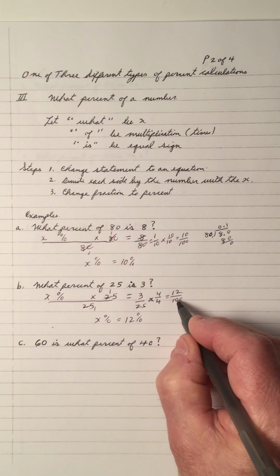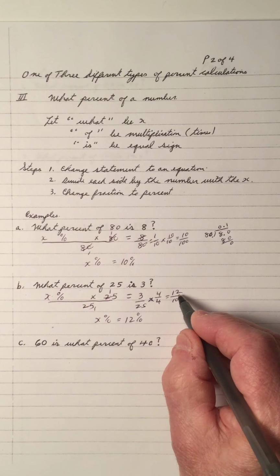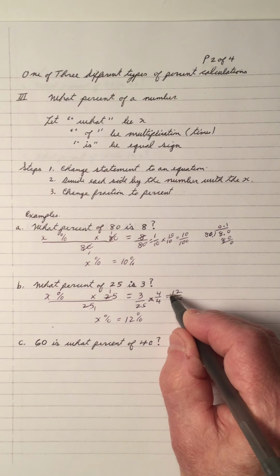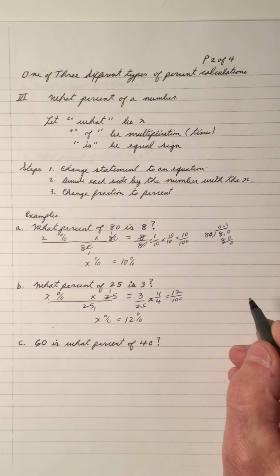Because over 100, we divide by 100, we move the decimal 2 places. You move the decimal 2 places to the right when you multiply by 100, and 2 places to the left when you divide by 100.